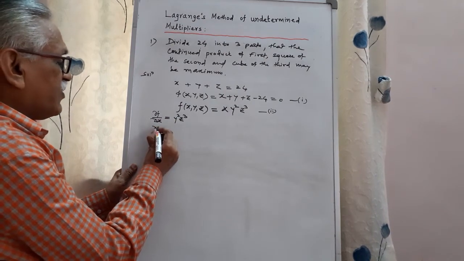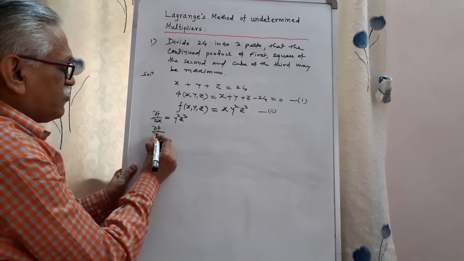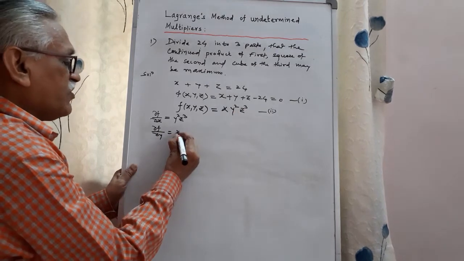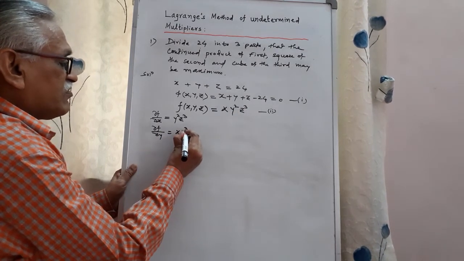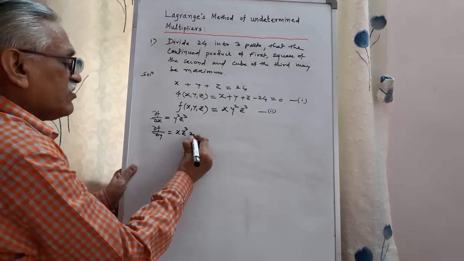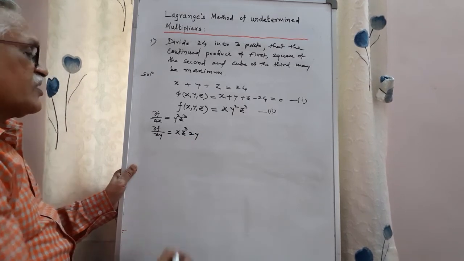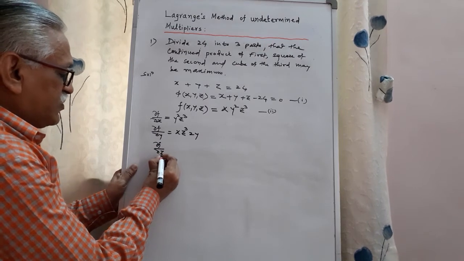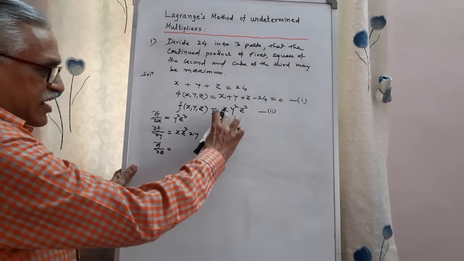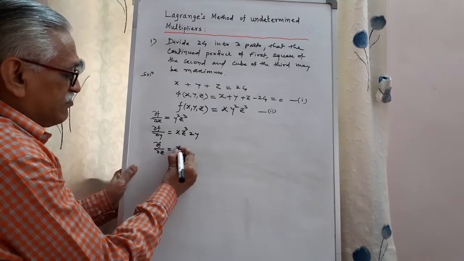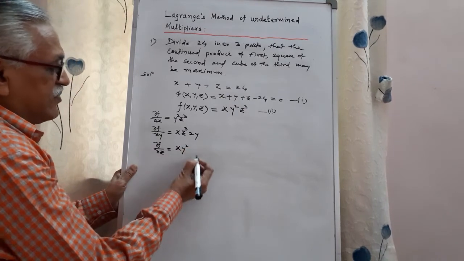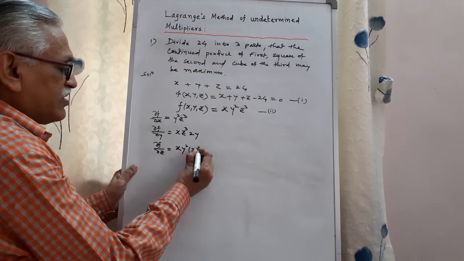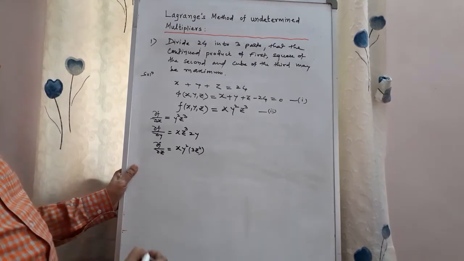Then differentiating with respect to y, this time x and z are constant. Therefore, x z cube is constant. The derivative of y square is 2y. And then with respect to z, this time x and y are constant terms, and the derivative of z cube is 3z square.